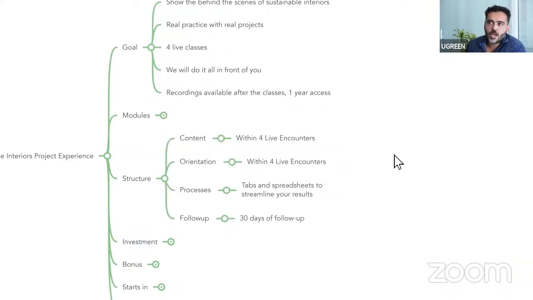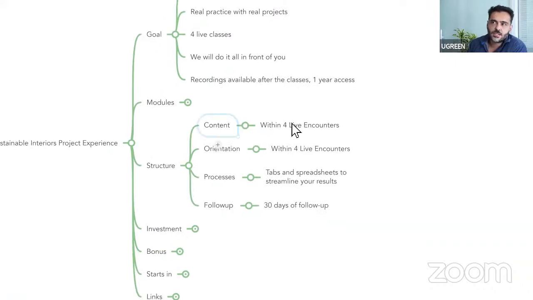This structure will be like this. We are going to give you content within the 4 live encounters. Then after the class, we give you some orientations. Of course, you can ask during class, and we make this live, we answer some questions there. But we have an orientation part at the end of the class, so you can have your questions. We are going to help you with this. Then we will have some processes, some spreadsheets, some documents that we use to address this in our company. So it's going to streamline your results.